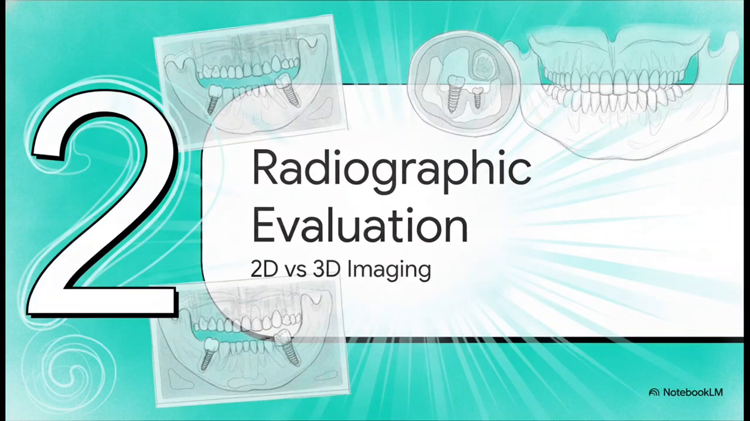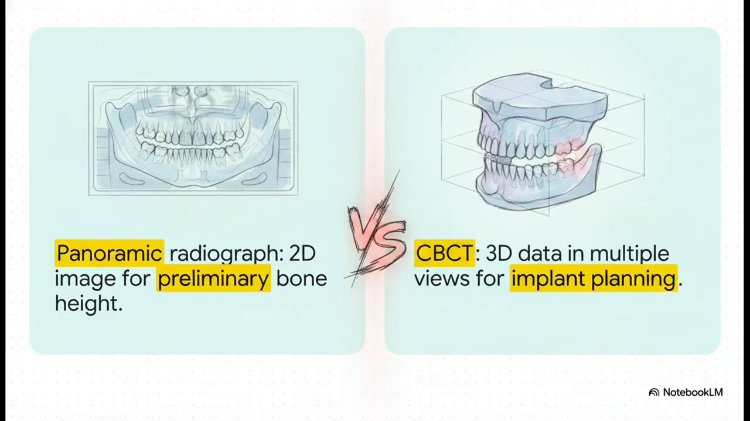Moving right along to Section 2, radiographic evaluation tools. Board exams absolutely love testing the clinical applications of different imaging modalities, so let's get into it. You are almost guaranteed a question asking you to differentiate between 2D and 3D imaging. Remember, a panoramic radiograph is strictly two-dimensional. Yeah, it's super common, but it's only used for the preliminary check of available bone height. You cannot plan a complex 3D surgery on a flat picture.